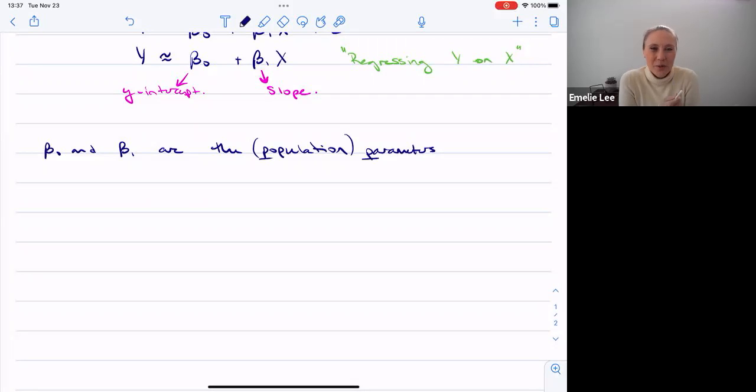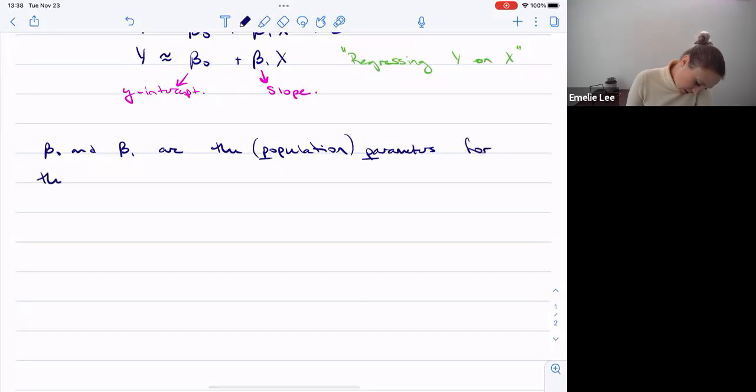I'll put the population in brackets because it is redundant, but I do want to highlight that the P and the P go together. If we're talking about a parameter, it's understood that it's from the population. Beta naught and beta 1 are the (population) parameters for the y-intercept and the slope.